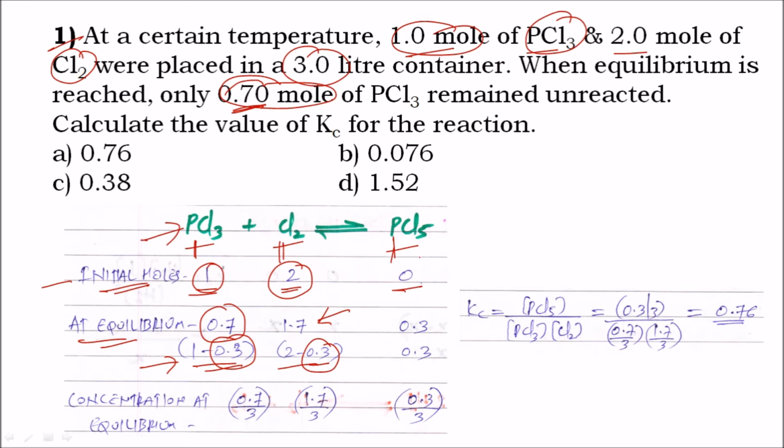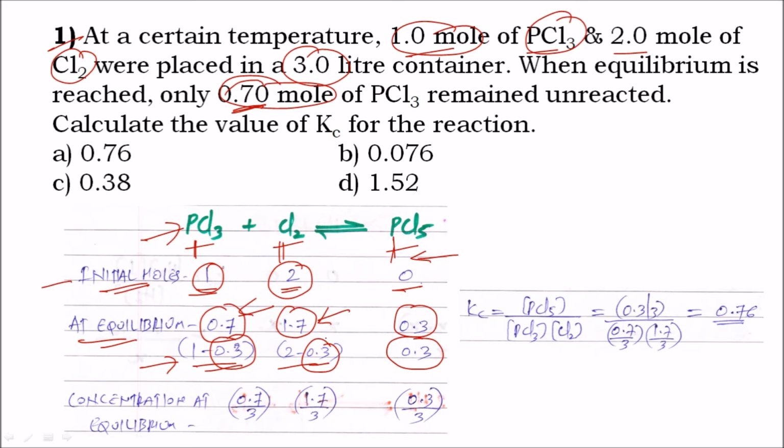Now again see the ratio, the stoichiometric coefficients: 1 mole of PCl3 and 1 mole of Cl2 give 1 mole of PCl5. So 0.3 moles of PCl3 reacting with 0.3 mole of Cl2 should give 0.3 mole of PCl5 also. So what's the conclusion? At equilibrium the moles are: PCl3 is 0.7, Cl2 is 1.7 and PCl5 is 0.3.